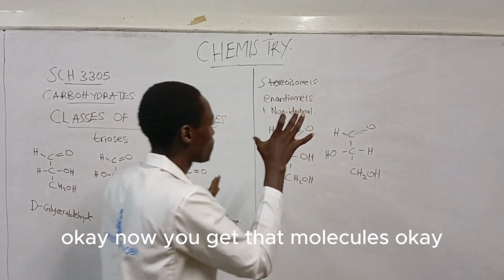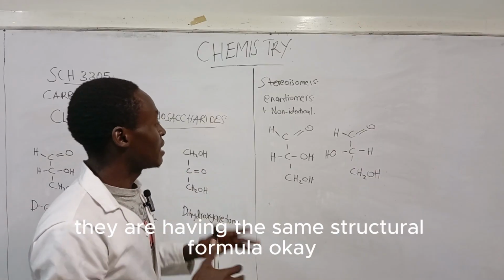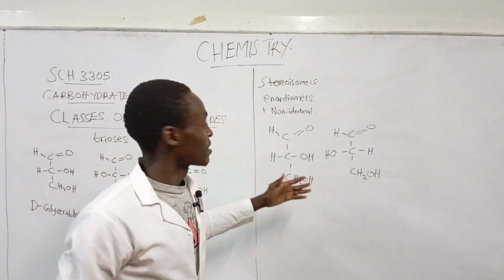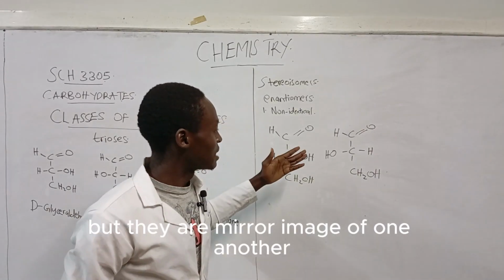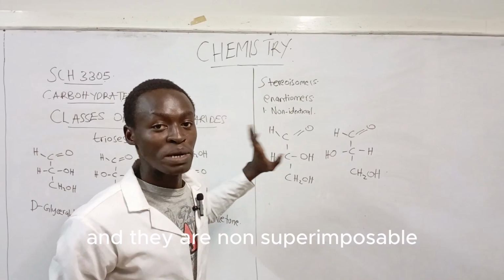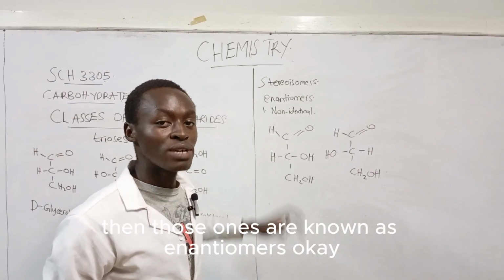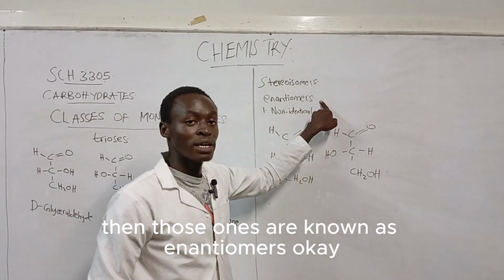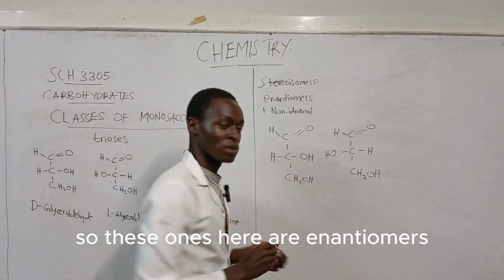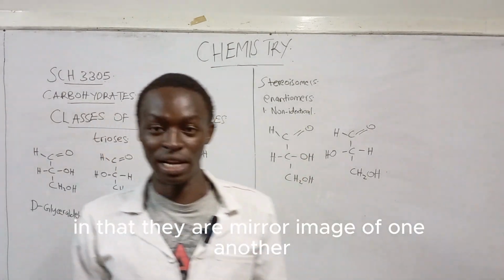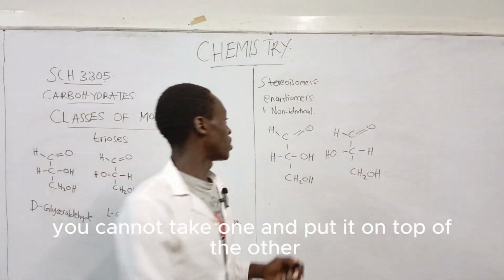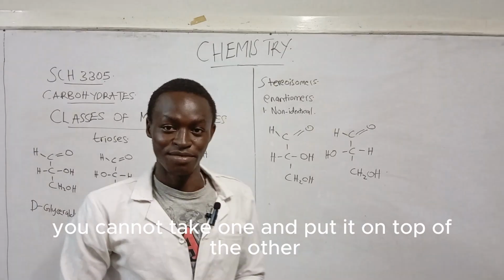Now, molecules that have the same structural formula, but are mirror images of one another and are non-superimposable, are known as enantiomers. So these ones here are enantiomers, in that they are mirror images of one another, but they cannot be superimposed, in that you cannot take one and put it on top of the other.